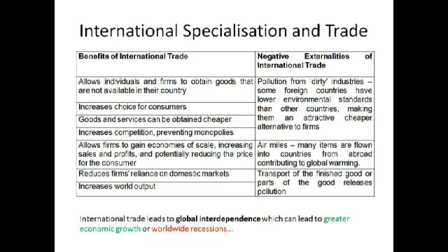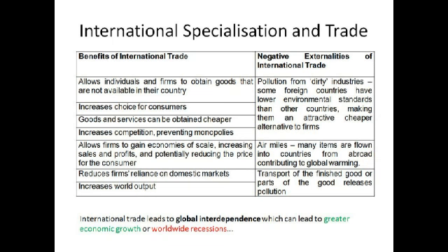It also increases choice for consumers because we're obtaining goods that aren't available in our country. We've got all these goods from all these different countries, so we've got loads of choice, which is really happy. And because other countries might have absolute advantage, they might be able to produce goods cheaper, so they can sell them cheaper, so we can spend less.